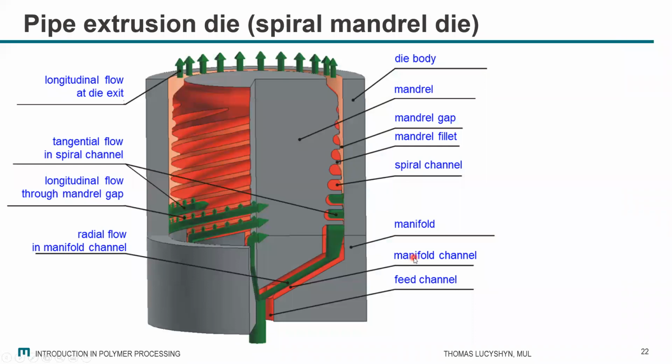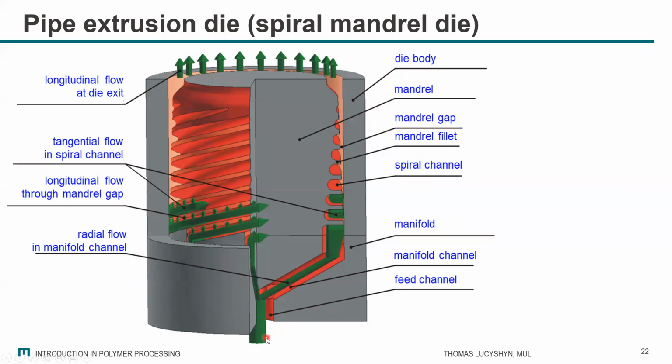Just some details how it looks like in such a die. The main job of this die is to distribute the melt coming from the extruder from the bottom. Here the extruder provides the melt in a circular cross-section, a full cross-section. And now we have to distribute this melt to an annular slit, which forms the pipe, so that it looks like a pipe in the end and not like a bar, a semi-bar.